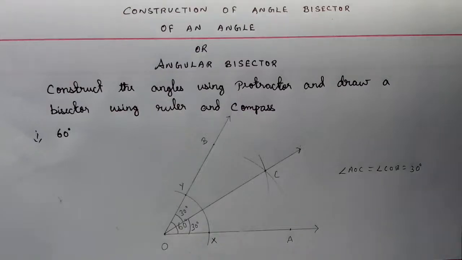Angular bisector na என்னன்னா ஒரு angle வரைஞ்சி அந்த angle நம்ம ரெண்டா divide பண்ணணும். ரெண்டு equal parts divide பண்ணணும். So I have given an example. இங்க பாருங்க.